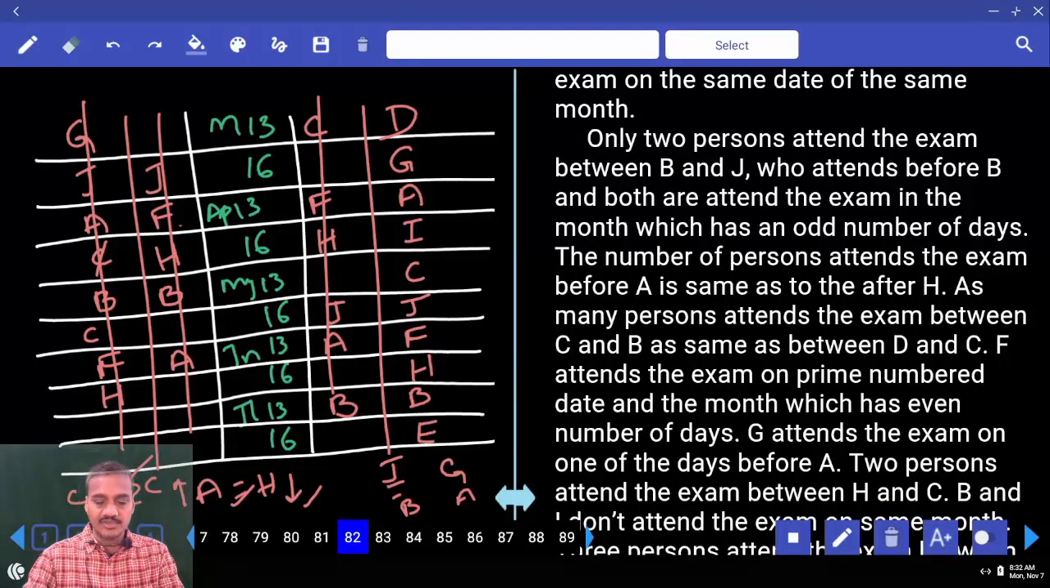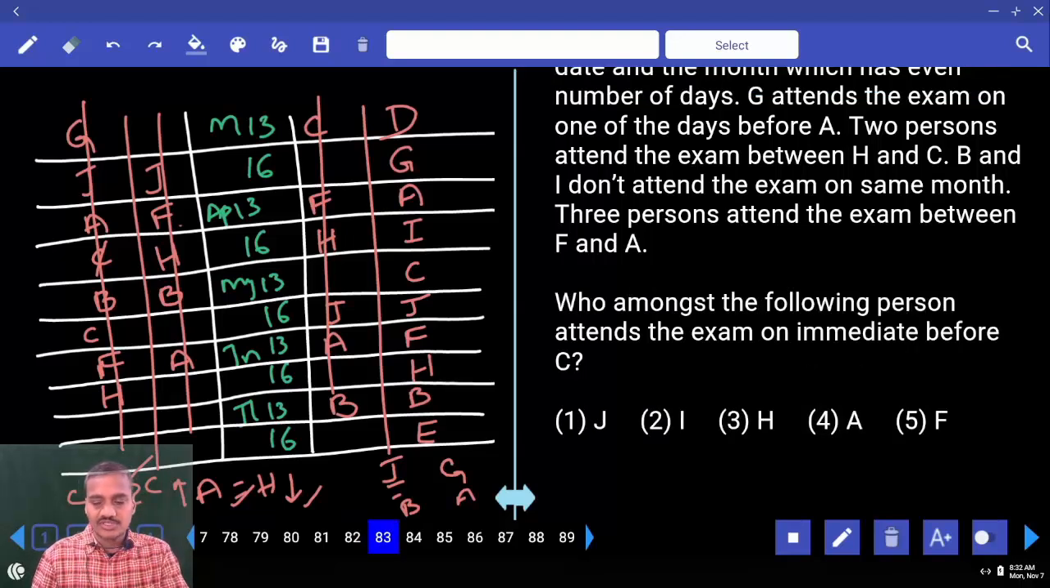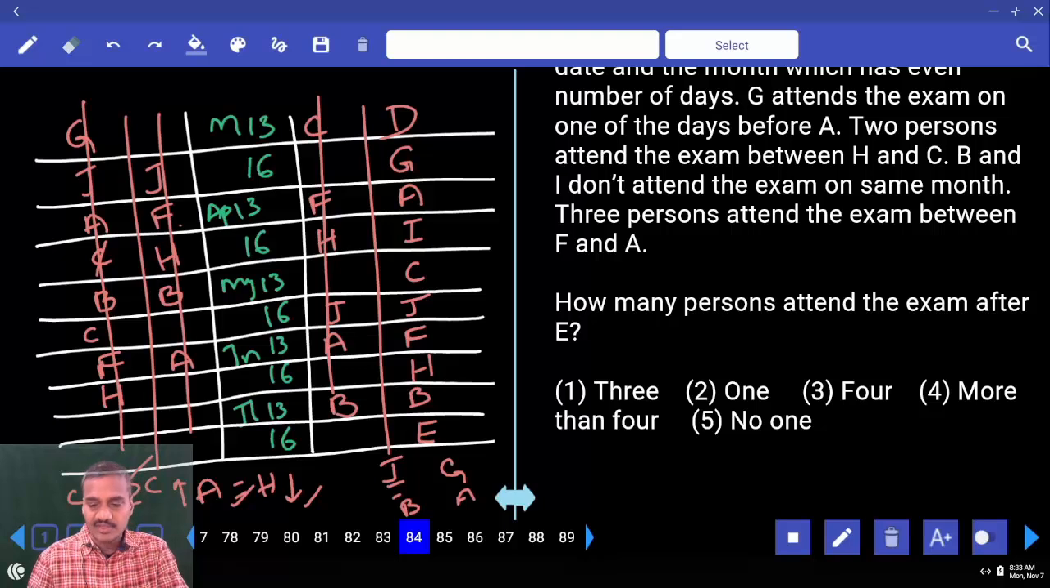Then coming to question number 82. On which of the following days does G attend the exam? G attends the exam on March 16, that is choice 4 for 82. And who among the following persons attends the exam immediately before C? Immediately before C is I, choice 2 for 83. And how many persons attend the exam after E? No one, that is choice 4 for 84.